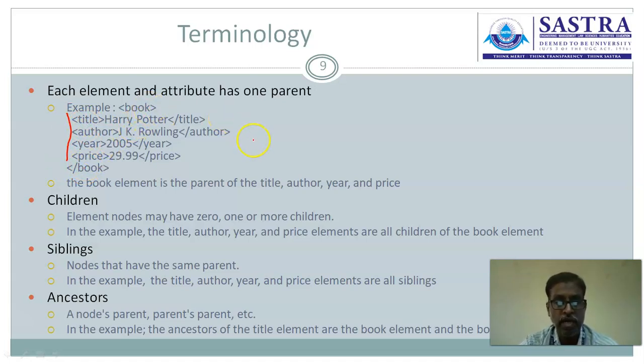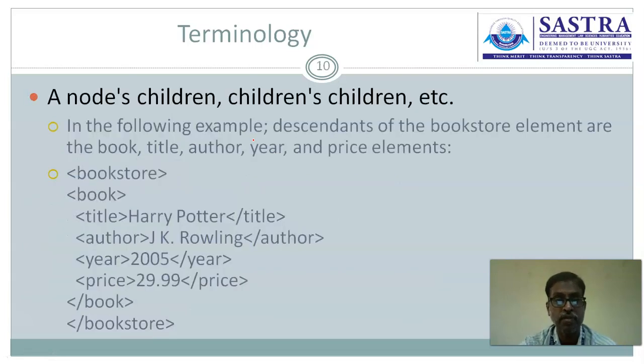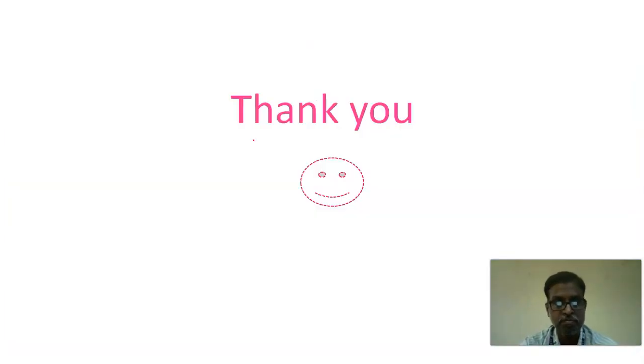An ancestor is a node's parent's parent. In this example, the ancestor for the title element is the bookstore element. Parent is also included in the ancestor: parent, parent's parent, and so on. So according to our example, book and bookstore come under the ancestor category. Descendants: book contains 4 children, title, author, year, price. Bookstore contains book children, and so on.